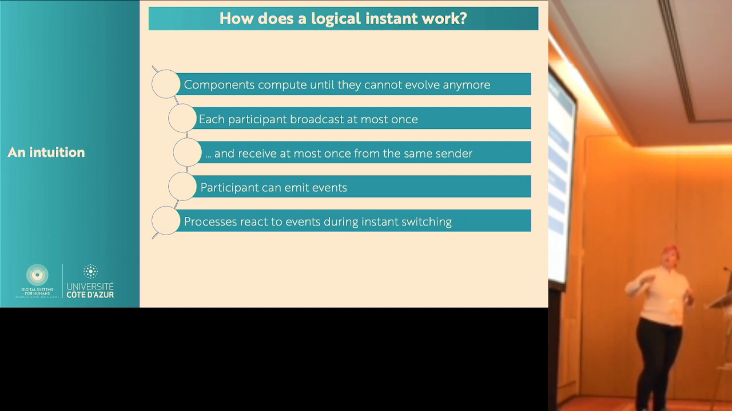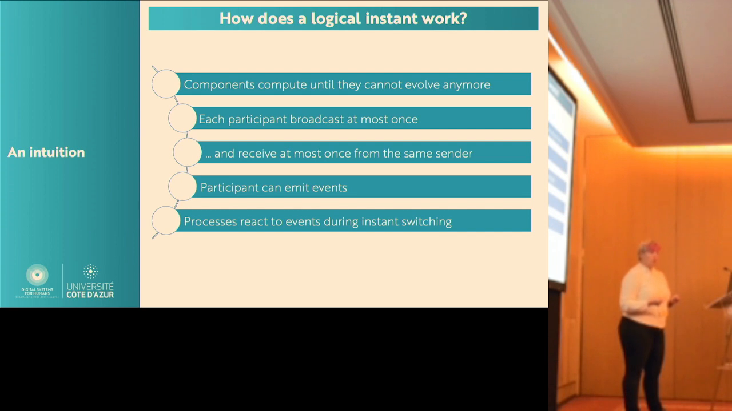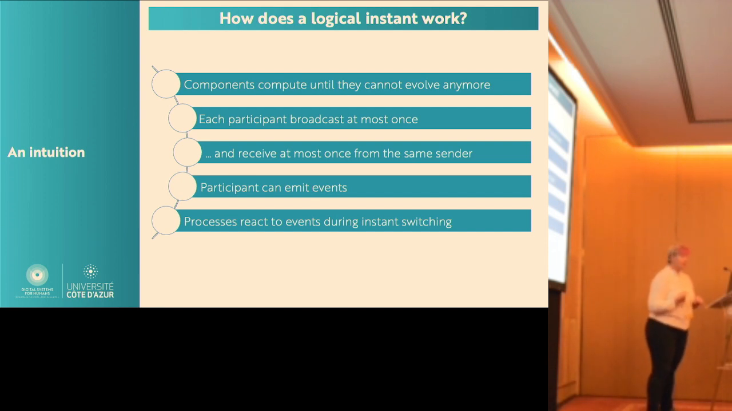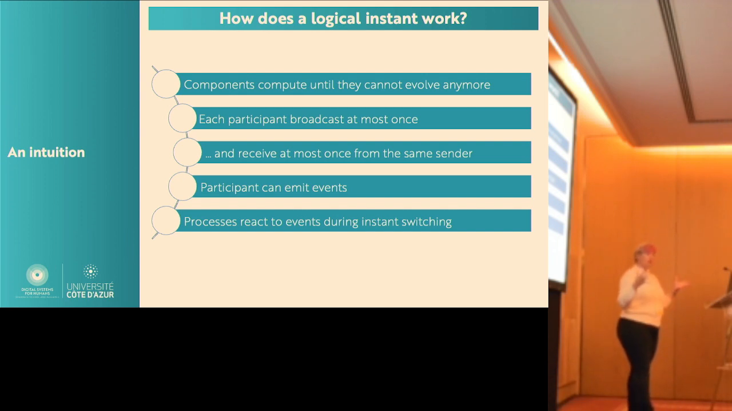We can emit as many events as we want. So an event will be signaling something that has happened. And we will use it as a way of branching in some sense. And then when do we react to those events? When we switch instant, then we will take a look at the events that have been emitted, and all the participants will switch to an alternative behavior if the event was concerning the behavior of that participant.